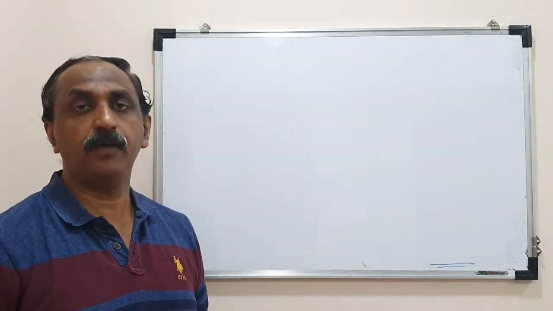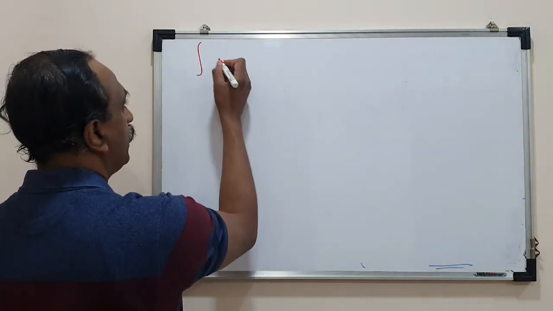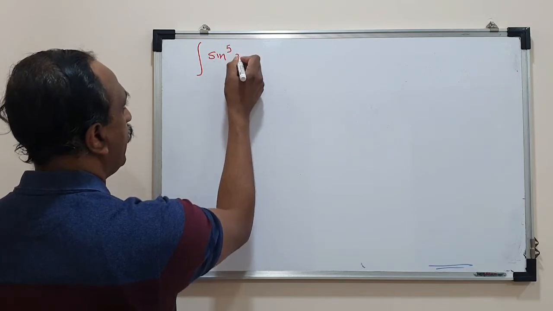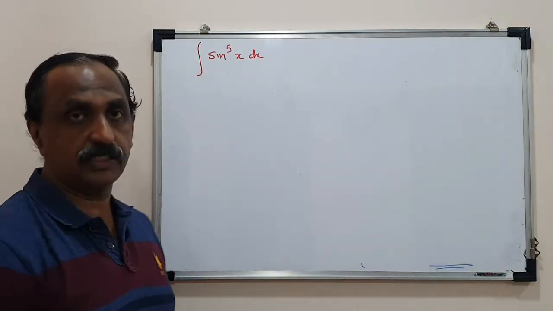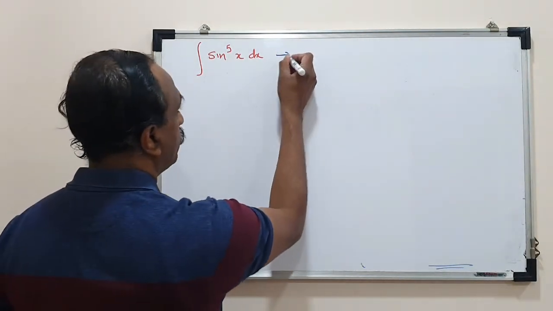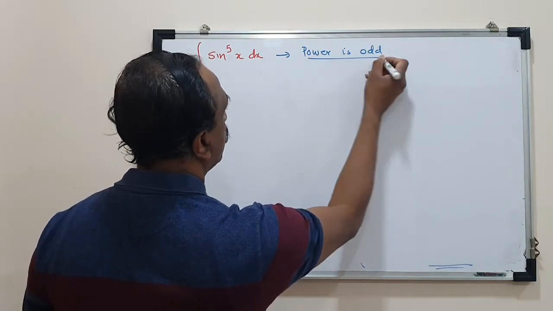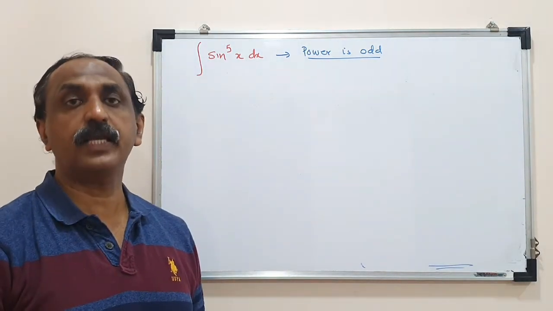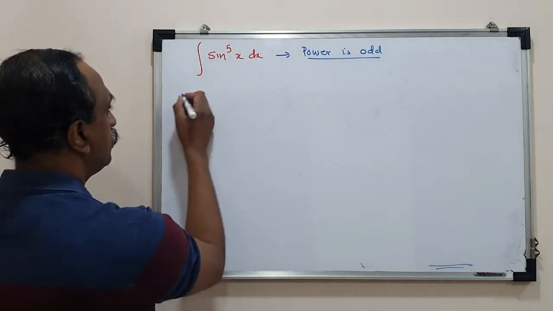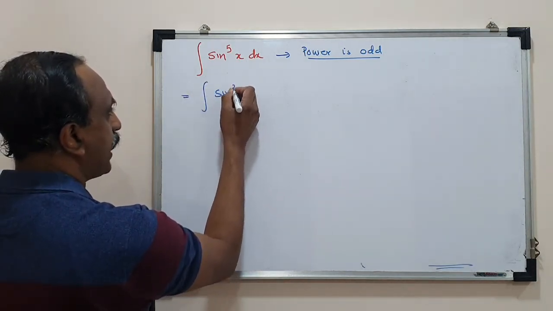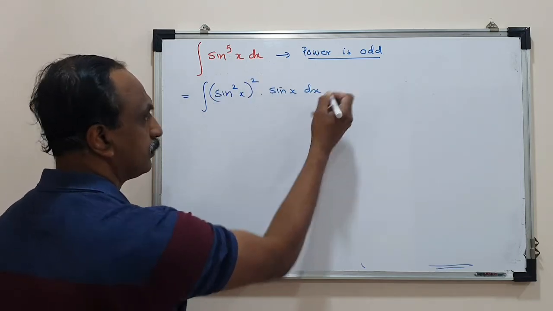Now let's take different powers of sine and cos. Imagine I have the integral of, let's say, sine raised to 5 x dx. Now sine raised to 5 is an odd power. So when the power is odd, what to do, I'm going to teach you. When the power is odd, we can do the substitution method, because you can change this into sine square x the whole square into sine x.